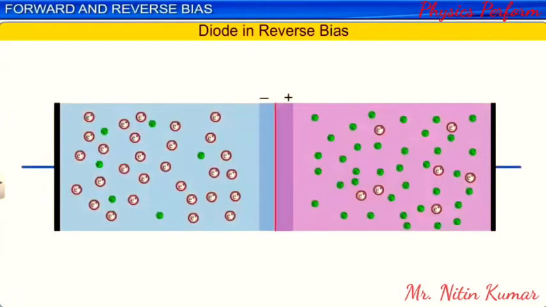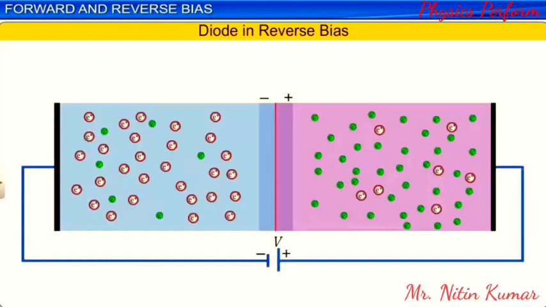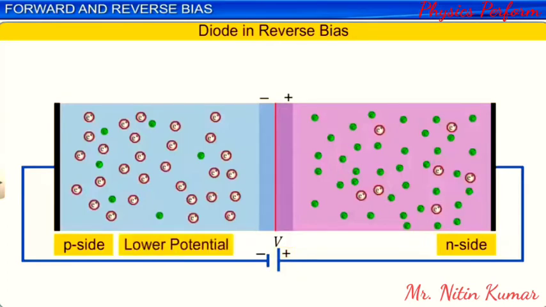Now let us study the reverse bias connection of a PN junction diode. For this, connect a PN junction diode to a battery such that the P side is connected to the negative terminal and the N side is connected to the positive terminal of the battery. Here, the P side of the diode is at a lower potential and the N side of the diode is at a higher potential, since the battery raises its potential more than its value for the unbiased state.